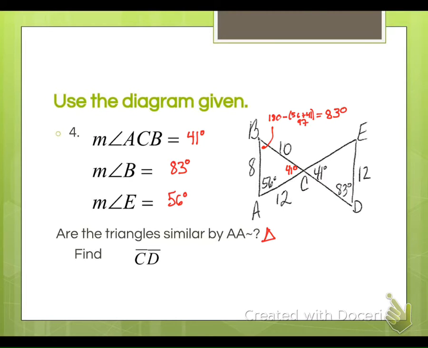Okay, so here, do you want to write this similarity statement? We have triangle ACB is similar to triangle. A had the 56 degrees, E has the 56 degrees up here, so that has to go first. So E, C is in the middle, congruent to C. And then we have 83 degrees is B, which means that D is that one.